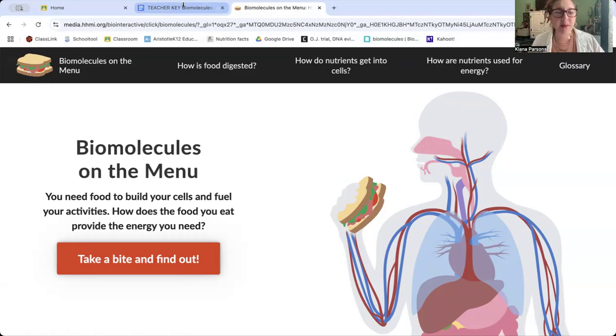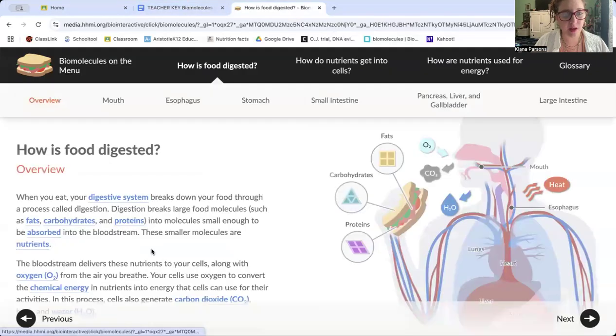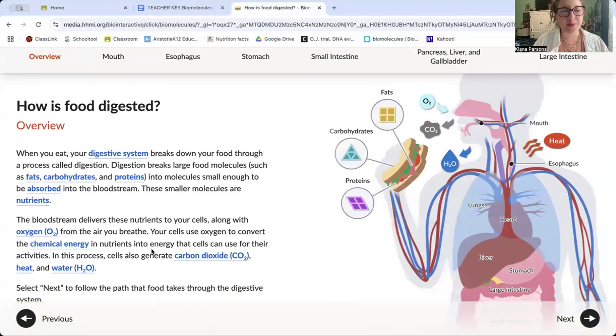So, biomolecules on the menu. You need food to build your cells and fuel your activities. How does the food you eat provide the energy you need? Take a bite and find out. All right, how is food digested?